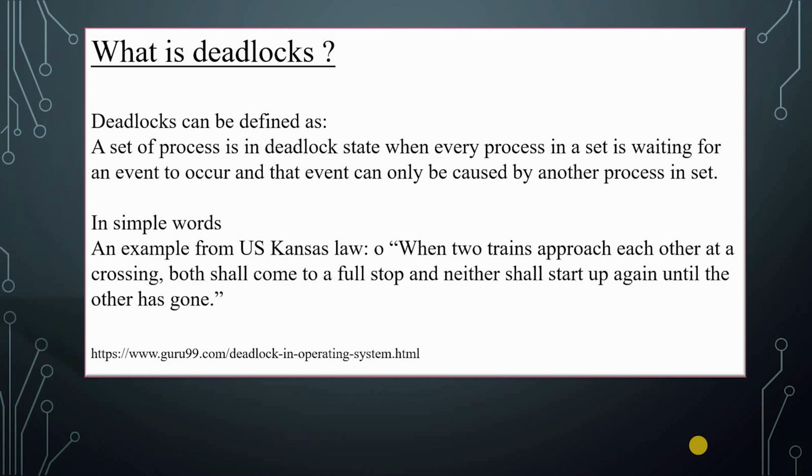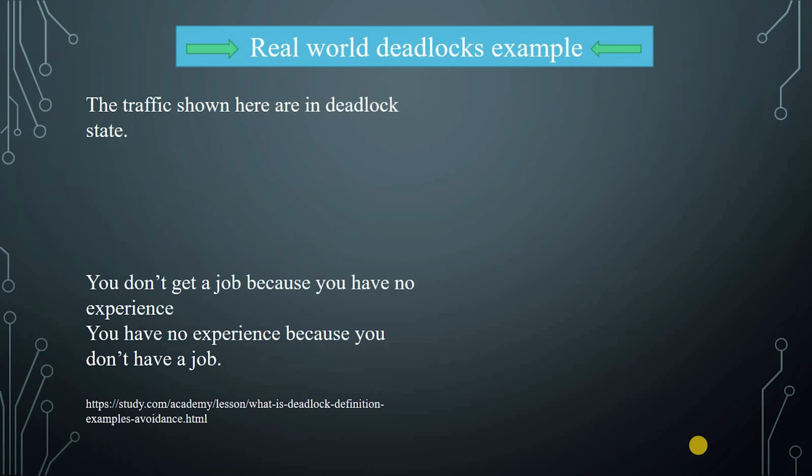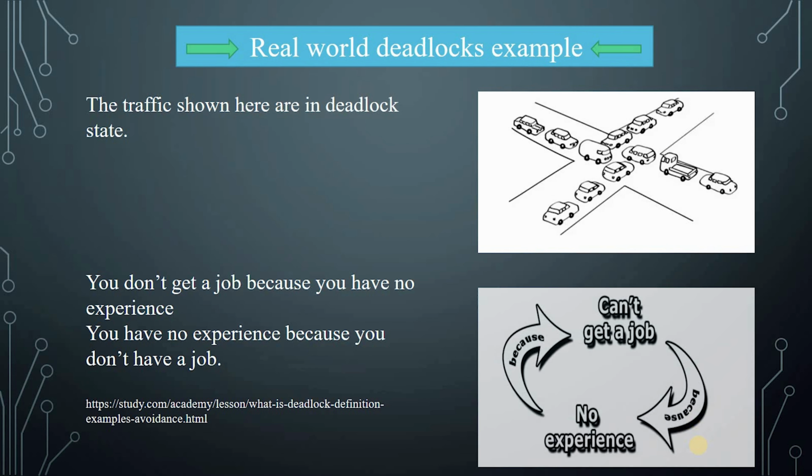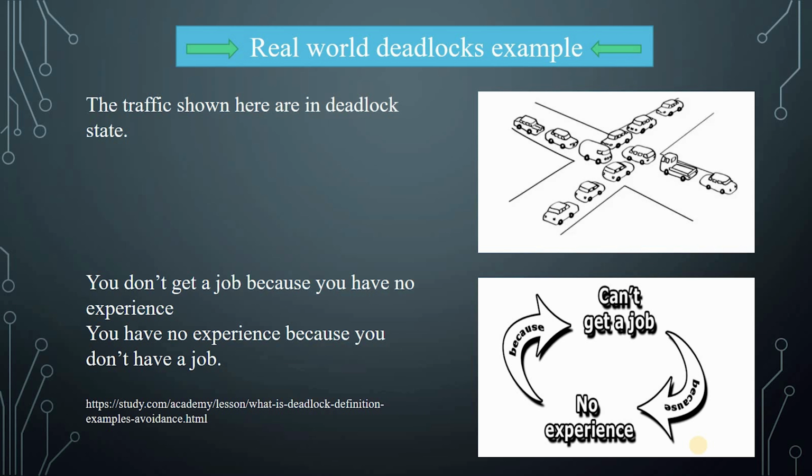In simple words, here is an example from a US case law: when two trains approach each other at a crossing, both shall come to a full stop and neither shall start up again until the other has gone. A real world example: the traffic shown here is in a deadlock state. Another example is you don't get a job because you have no experience, and you have no experience because you don't have a job.